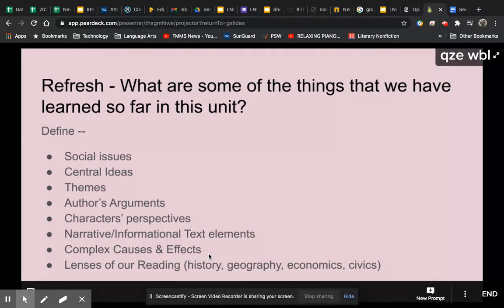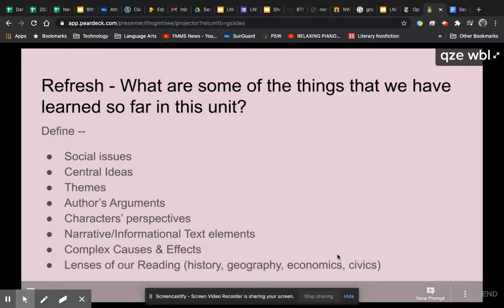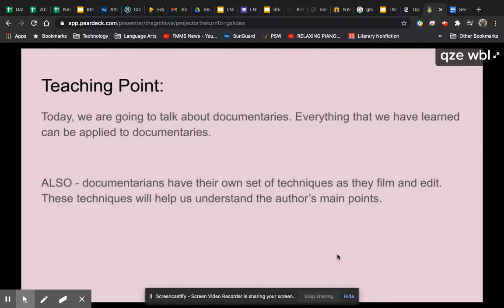And then we also have talked about using different lenses with our reading. History, like looking at how things were in the past. Geography, location. Economics was like the funds and resources, and then civics is like the government. Okay, so just a quick review, but we are going to use all of this today. We're going to apply all of these skills to documentaries today.